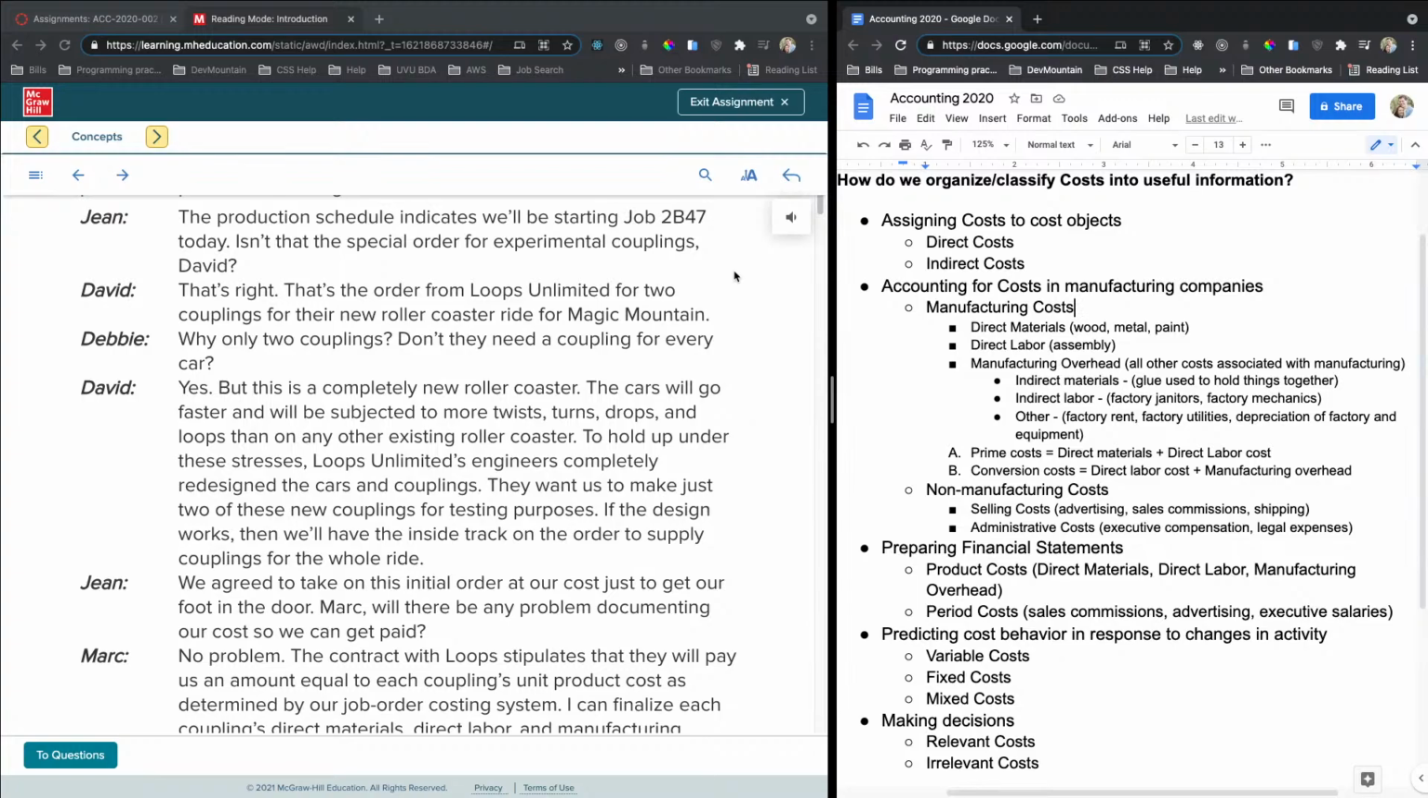Yes, but this is a completely new roller coaster. The cars will go faster and will be subjected to more twists, turns, and loops than any other existing roller coaster. To hold up under these stresses, Loops Unlimited engineers completely redesigned the cars and couplings. They want us to make just two of these new couplings for testing purposes. If the design works, then we'll have the inside track on the order to supply couplings for the whole ride. We agree.